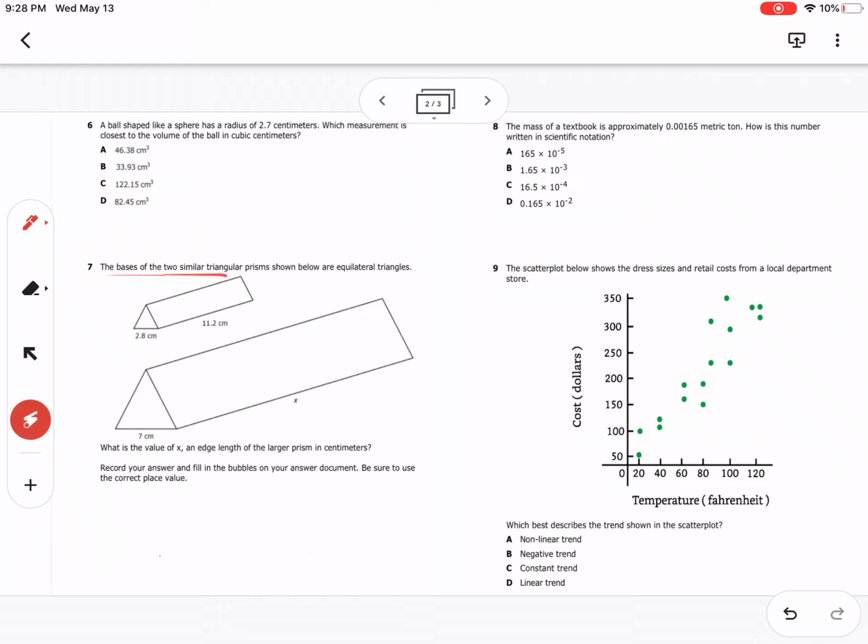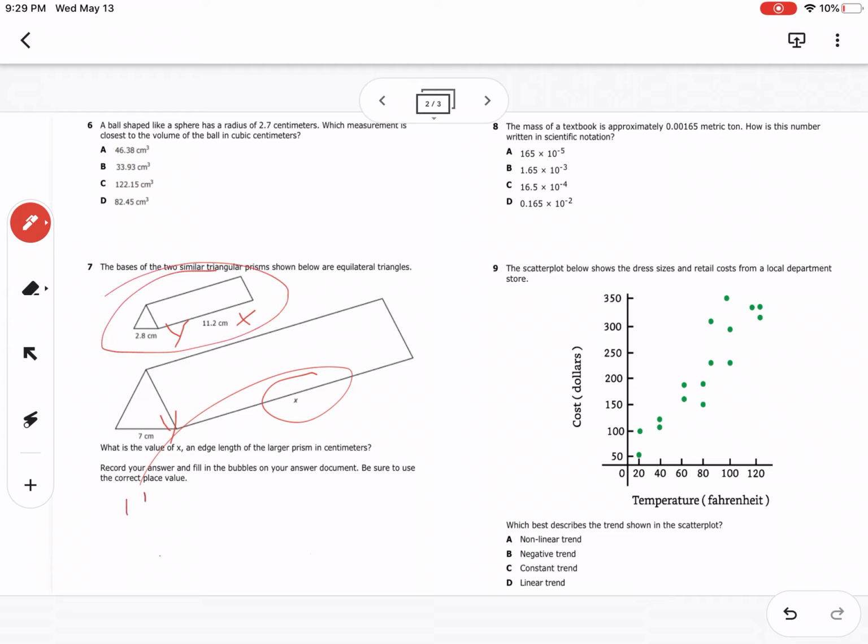The bases of 2 similar triangular prisms shown below are equilateral triangles. What is the value of x and edge length of the large prism in centimeters? X. We're trying to find x. This is also cross multiplication. Very easy, okay? So this is our x, this is a y, and this is a y, right? So to set this up, we'll put the x on top, right? So we'll do this together first.